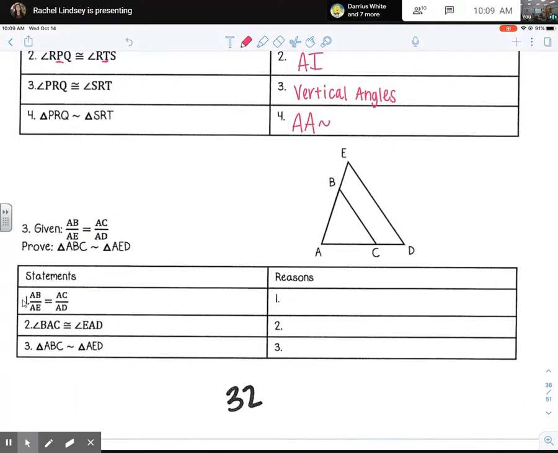Okay. Now it's given to me that AB is proportional to AE, AC is proportional to AD. I know that given. I'm only given two sides. So what is it gonna have to be? If you're only given two sides. Side, angle, side. Yeah, that's it. And then it says BAC is congruent to EAD. It's the same exact angle, right? If they're the same exact angle, that's the reflexive property.